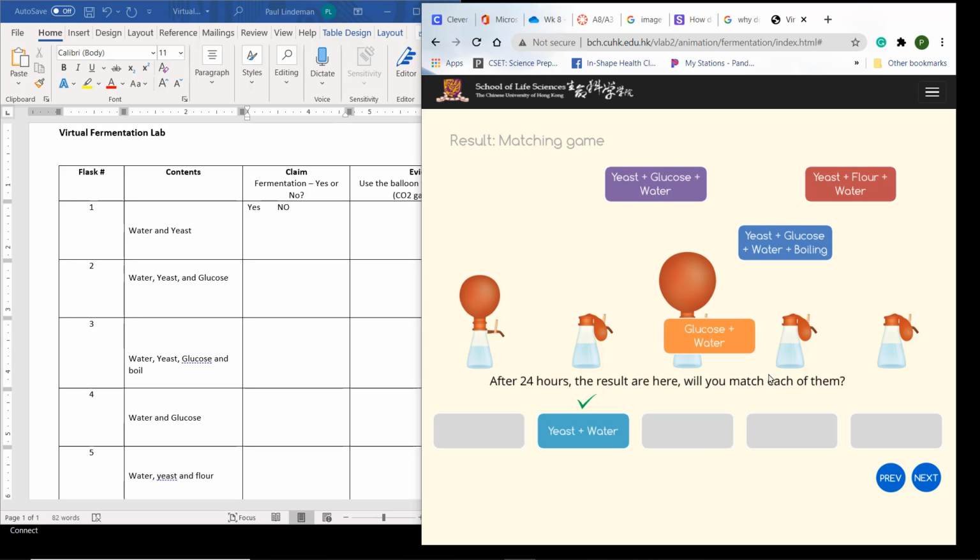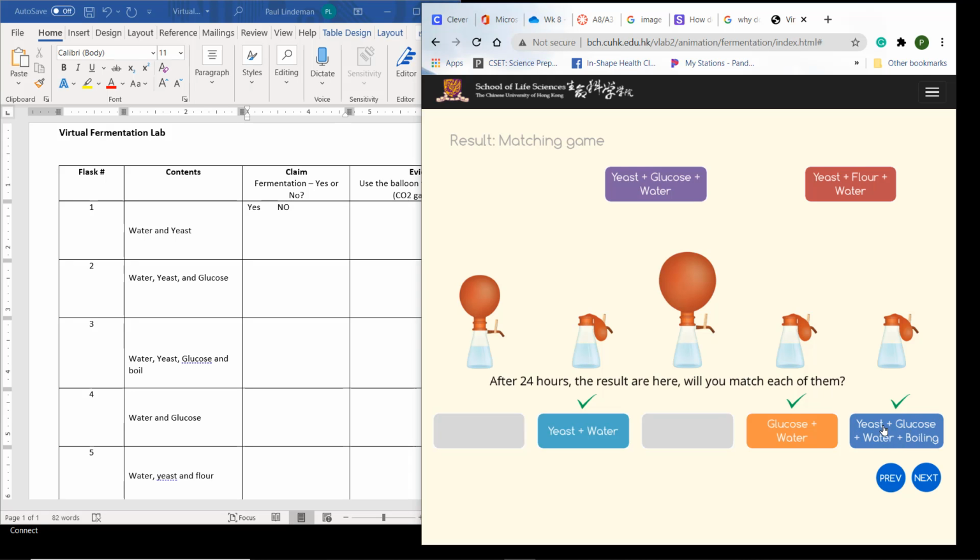No. So without yeast, again, there's nothing to break down the glucose, nothing to give off a gas. So of course it's not going to work. Well, what happens if we boiled the water? Well, if we boiled the water, we find out that nothing happens. And you'll find out later that the boiling of the water actually kills the yeast.